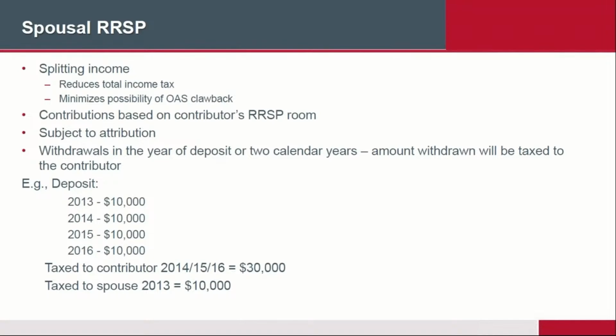So any amounts of money you put into your spousal RSP, and your spouse then withdraws that money in the same year or within 2 years of that, in other words, a total of 3 years, that money, even though your wife or your spouse, let's say, will get the cheque, they'll get the money, but you're going to get the tax bill. Okay, it's going to be attributable back to you.